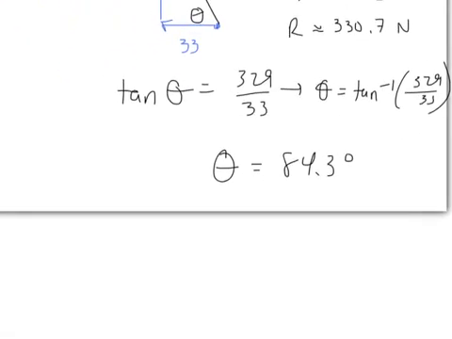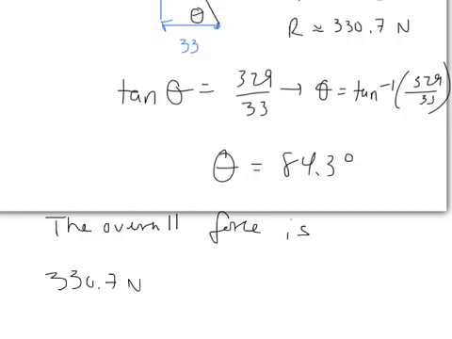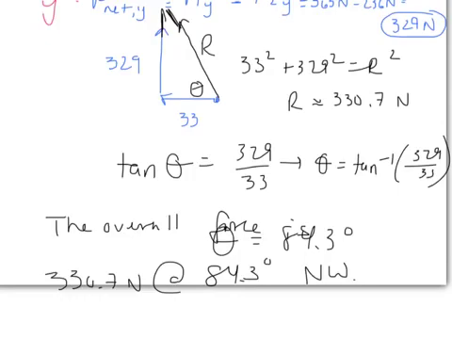So let's write a solution. Our solution says that the overall force is 330.7 newtons at an angle of 84.3 degrees northwest. Again, where does the northwest come from? Take a look here at the diagram. This is west, right? Then we're moving north. So technically this is west and this is north of west. Our vector is 84.3 degrees north of west. North of west.